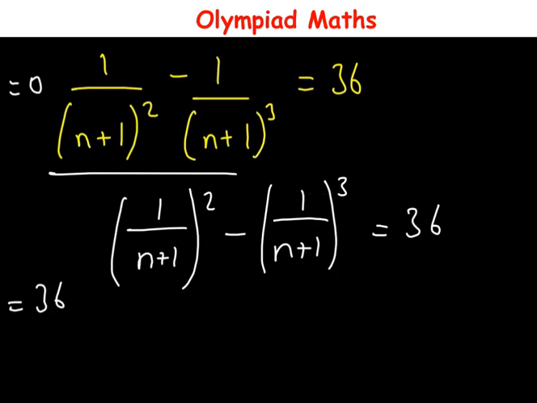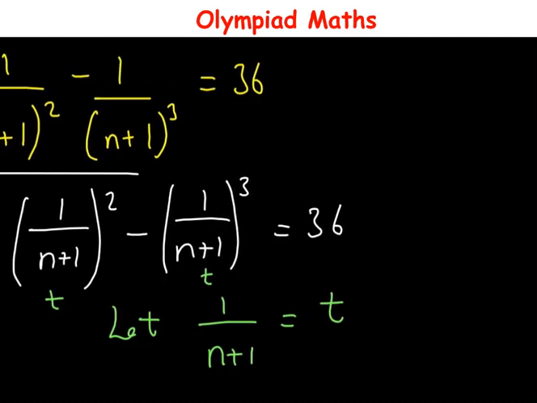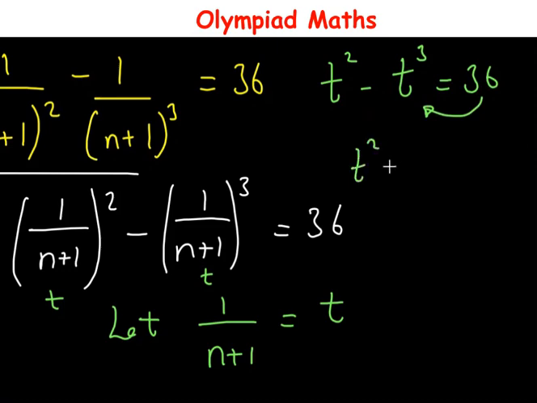So from here, we are then going to say, let 1 over n plus 1 equals t. Shows that this becomes t, this becomes t. So this then becomes, instead of 1 over n plus 1, we have t raised to power 2 minus, same thing here, t raised to power 3 equals 36. Now, at this junction, we are going to move 36 over to this side. This then becomes t squared minus t raised to power 3 minus 36 is equal to 0.